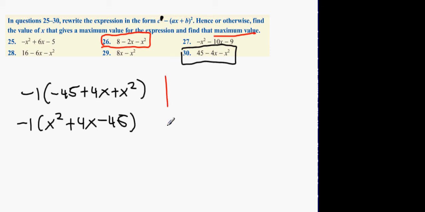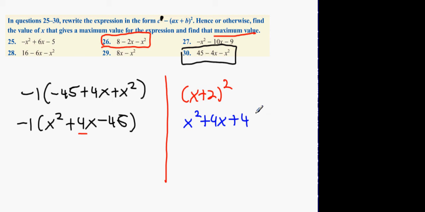Go over to the side, work with this part. Half the 4 and you get 2. x plus 2 squared. Multiply out x plus 2 squared and we get plus 4. We don't want 4, we want minus 45. What will convert that back in? Minus 49.